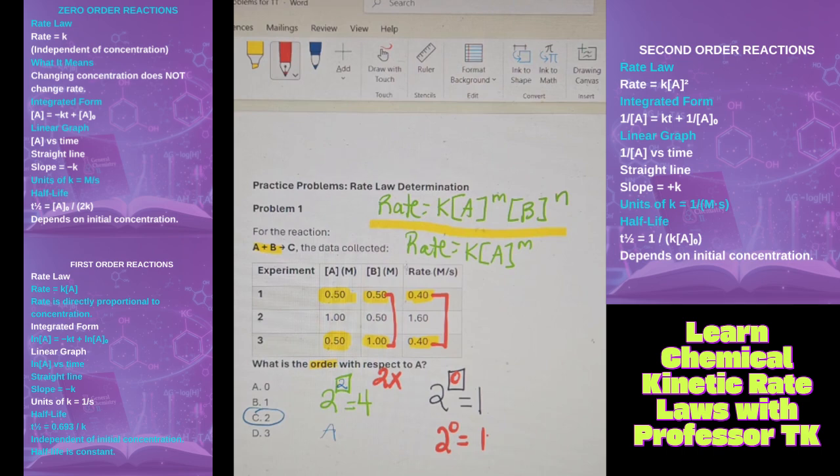So when you all look at this one right here, I also mentioned, because that's 0 order, we do not include B, okay? We do not include B. So therefore, when we rewrite this, the overall order here is 2.